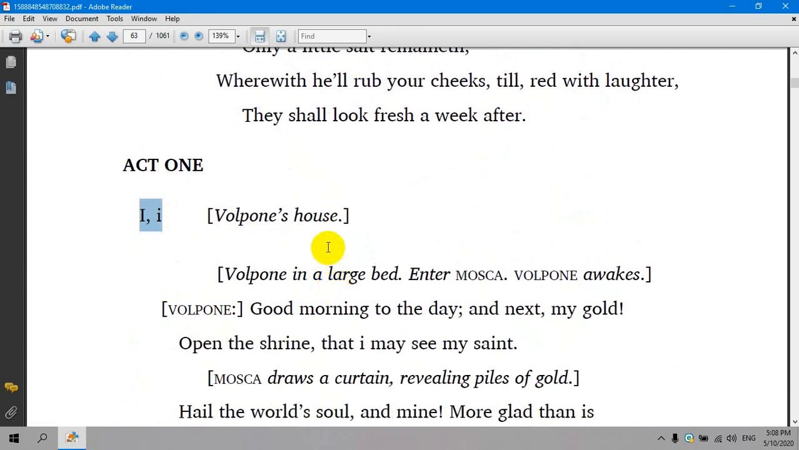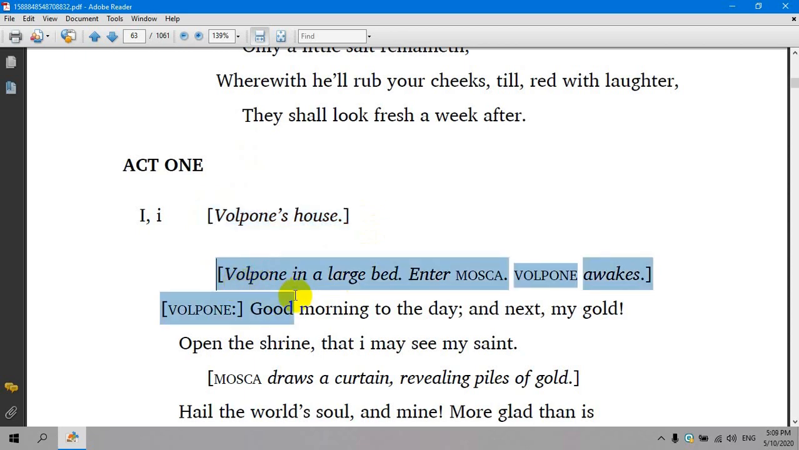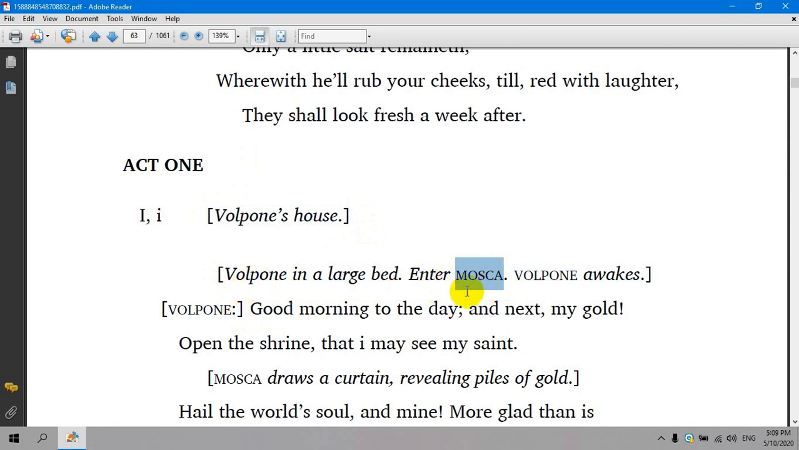So as we said, this play will take place in Venice, in Italy, and the major setting, the place of this play, is Volpone's house or mansion, where he has a very large bed, which means the bedroom. We will start this play with the central figures or the major characters of this play, which are Volpone and Mosca. Volpone the hero, and Mosca the servant.